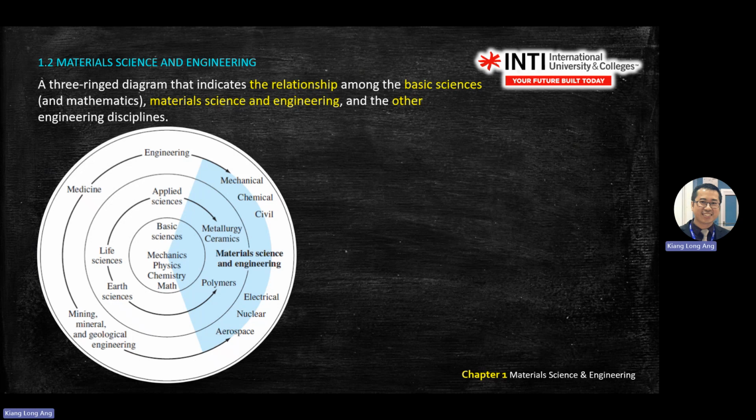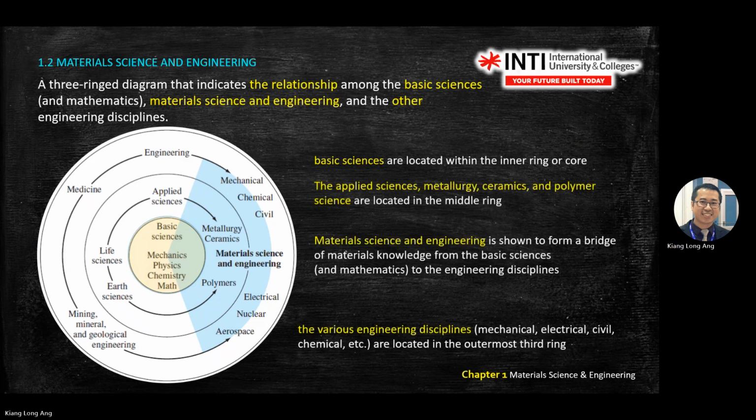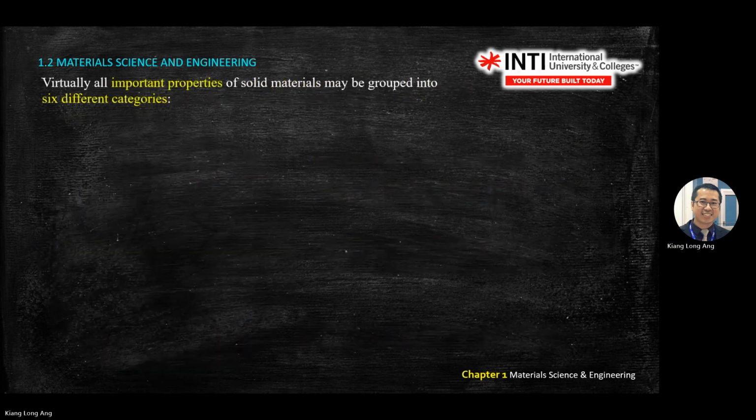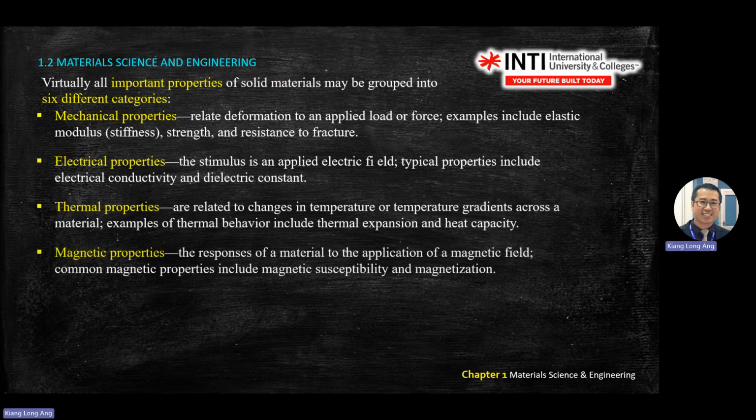Now this is a diagram that tells you the relationship between the basic science, material science, and other engineering environment. So you have three circles there. Outside is the application. The center one is applied science, polymer, and the middle one is the foundation of the materials. Okay. So the rest you read lah. The purpose of the first class is to let you differentiate the difference between material science and engineering. Okay, the rest you can read.